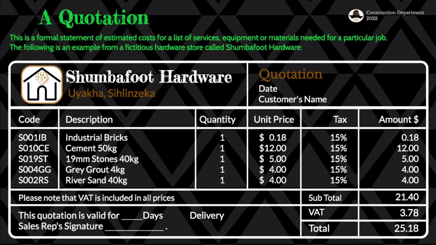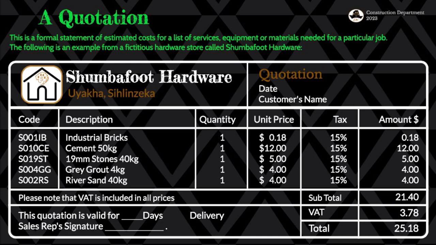So this is how it looks. We have codes. Some hardware stores have codes on their quotations to show the specific code they have given to each and every type of material that they are selling. It's basically for their own records as the hardware store. And then we have the description of the materials. As you can see, we have industrial bricks, cement, and whatever, with the types that they are sold in. You can just see that specifically.